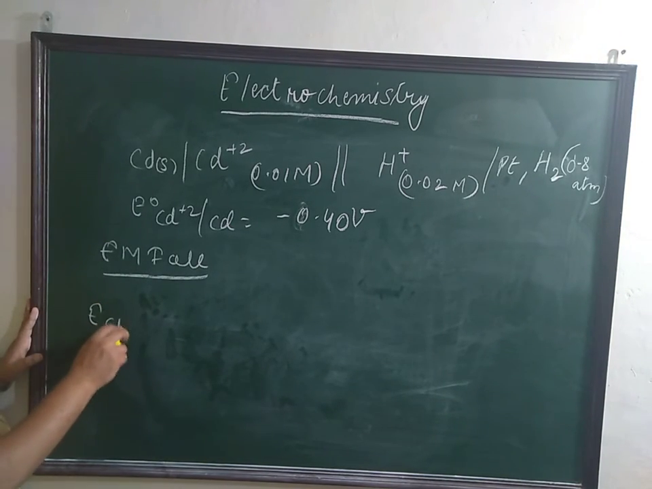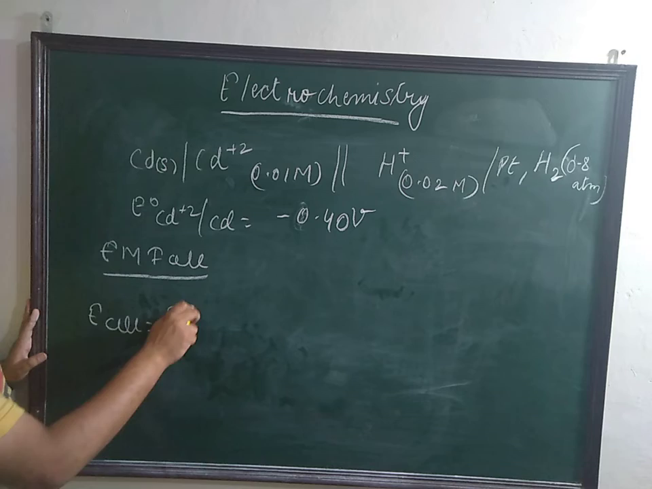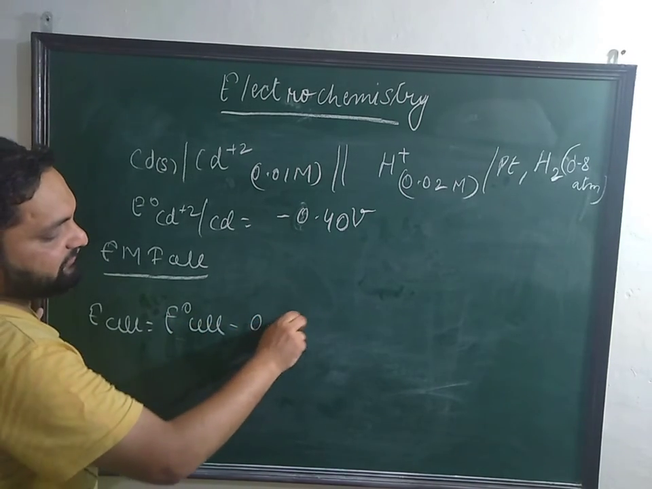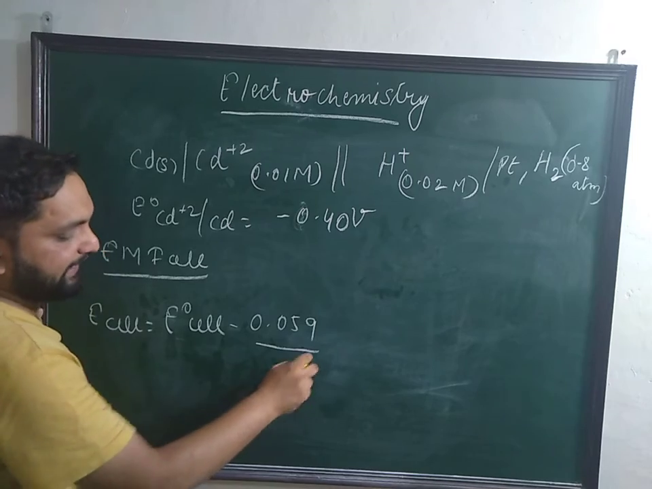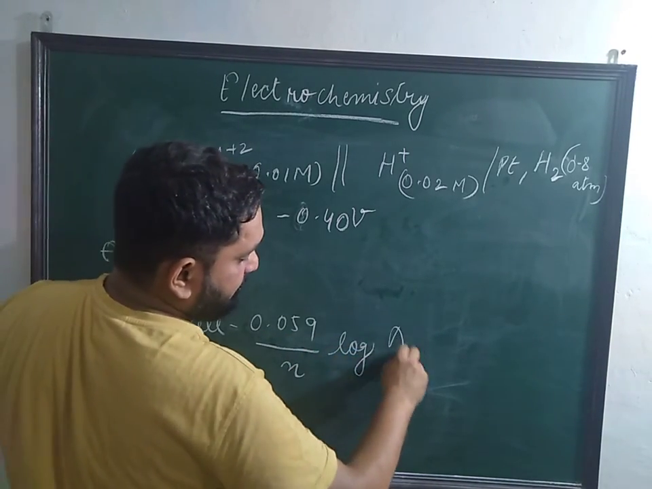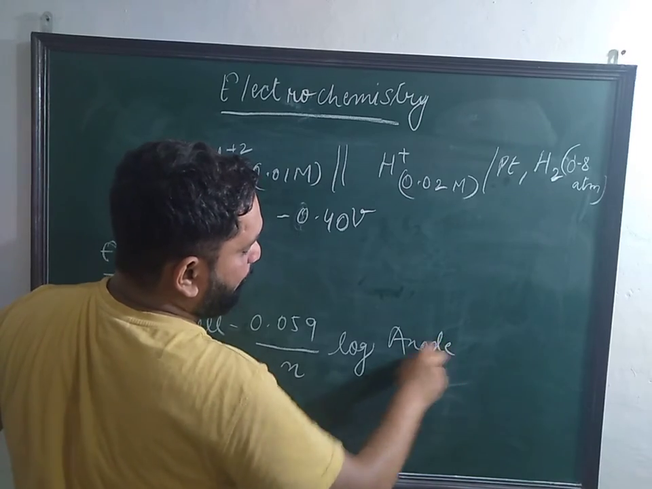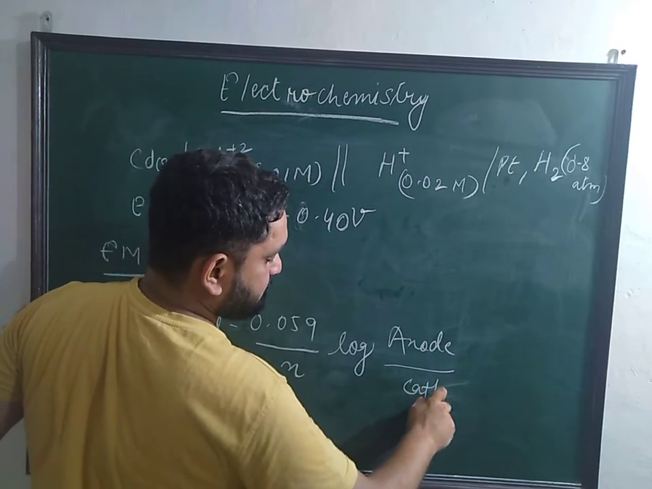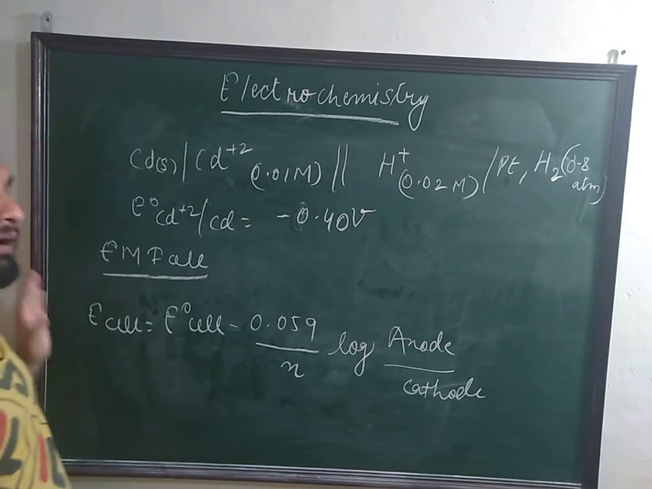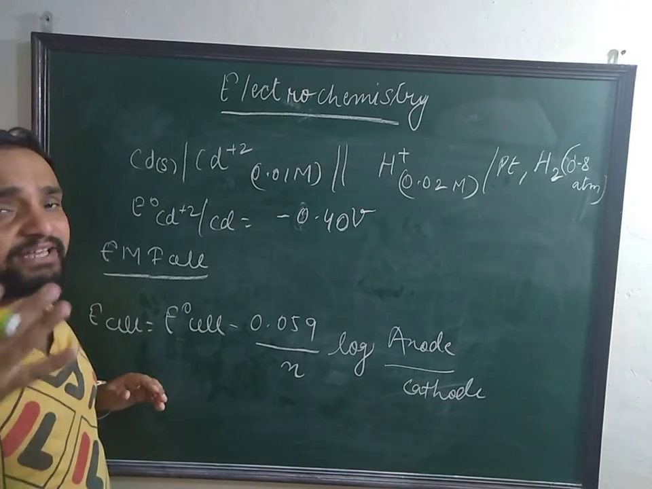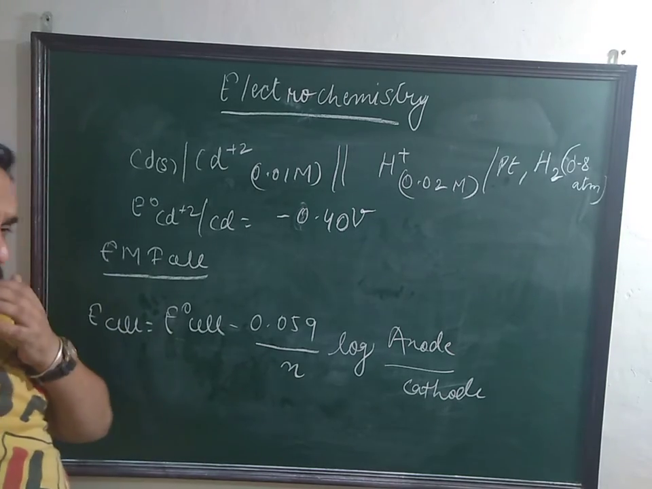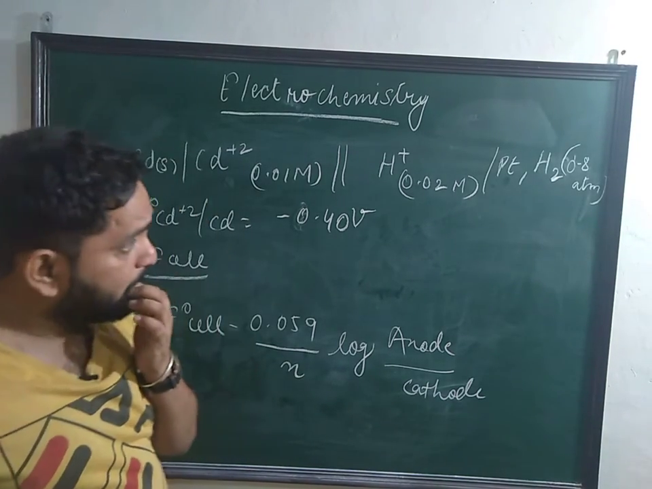E cell is equal to E naught cell minus 0.059 upon n log of anode upon cathode. If the case were so simple, there would be no need to take a different aspect. But the case is not simple. Why so?